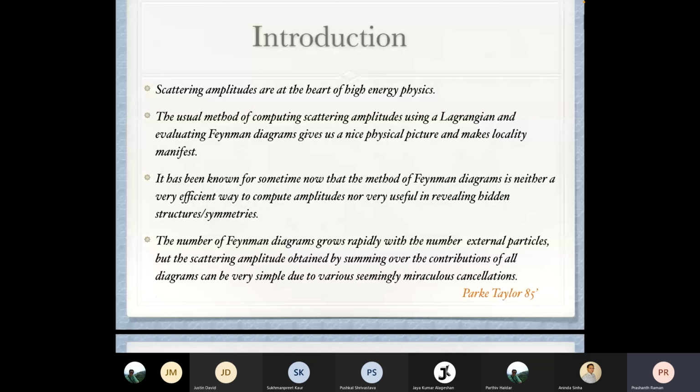And it's not very useful for revealing hidden symmetries, like the dual conformal invariance of N=4 super Yang-Mills or the BCJ double copy relations, which relate Yang-Mills and gravity amplitudes. So to overcome these things, over the years several on-shell methods have been developed, like unitarity cuts, BCFW recursion relations, CHY, etc., which bypass the use of a Lagrangian and together have been called the amplitudes program.